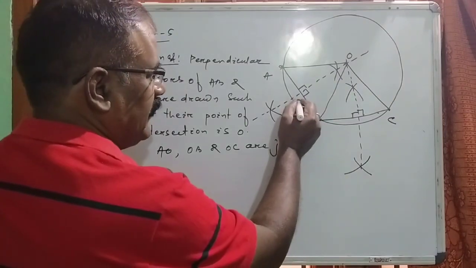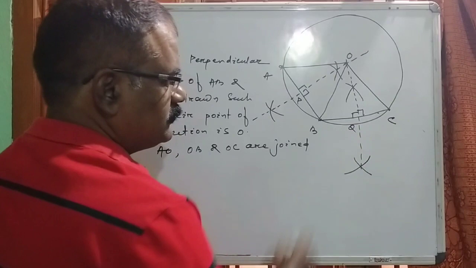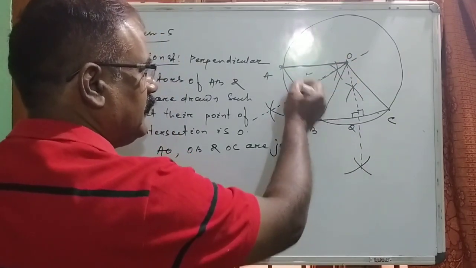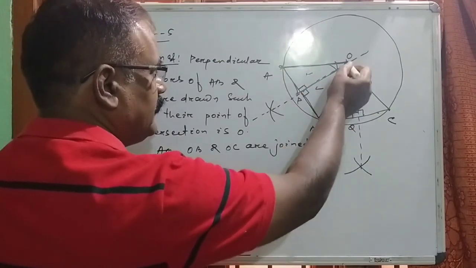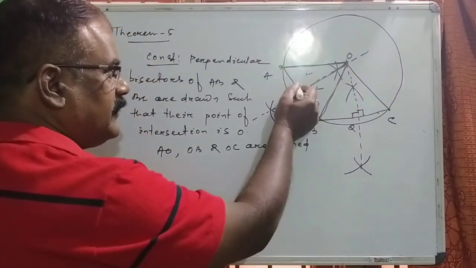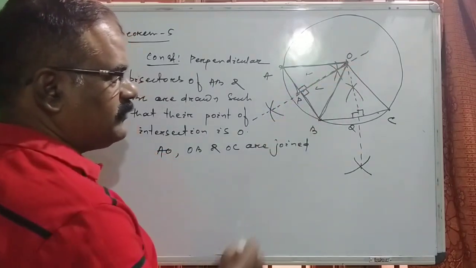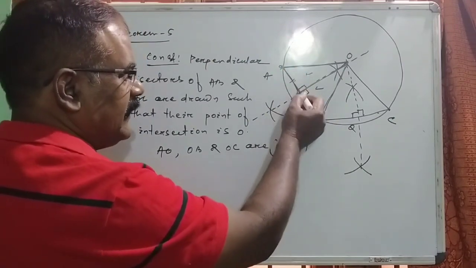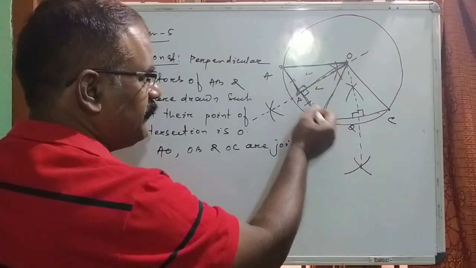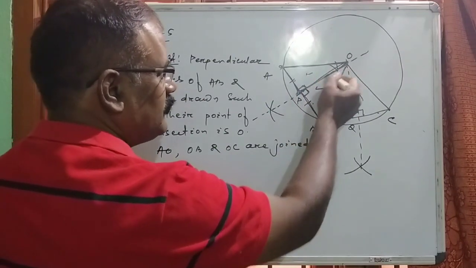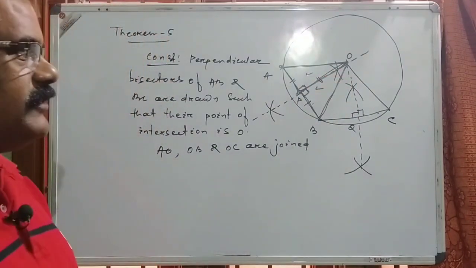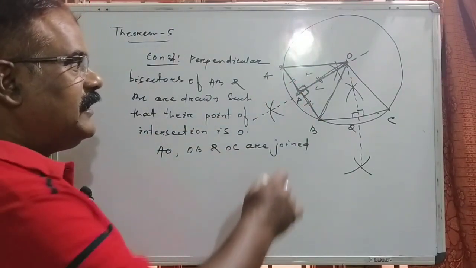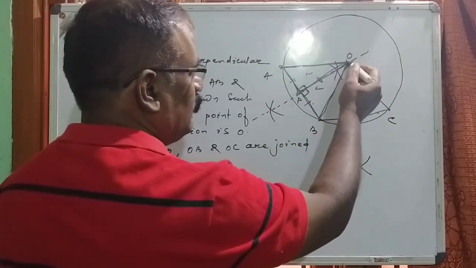Now let us name these points P and Q, so we have OP and OQ. Consider triangle AOP and triangle BOP. Since this is a perpendicular bisector by construction, AP is equal to PB, angle APO is 90 degrees, angle BPO is also 90 degrees, and OP is the common side to these 2 triangles. So these 2 triangles are congruent. Hence from these 2 triangles we get AO is equal to OB.